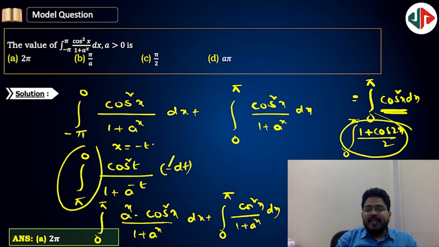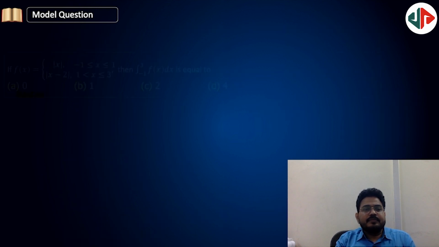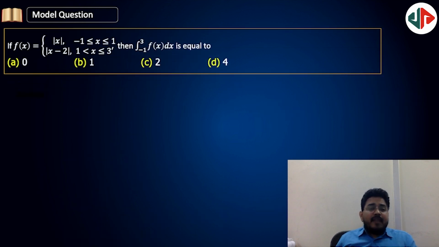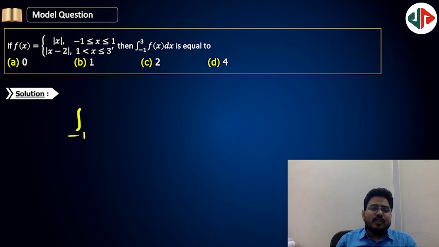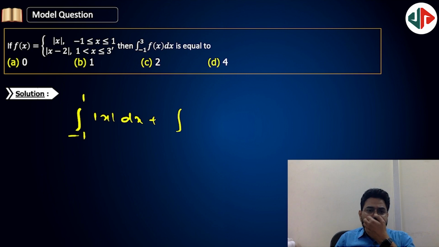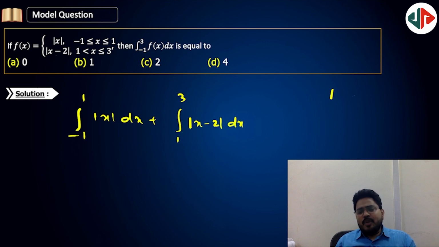Okay, next one is f of x is equal to mod x. So they are asking this value. So simply integral minus 1 to 1 mod x dx plus integral 1 to 3 modulus of x minus 2 dx. I am least bothered about particularly solving this modulus. So instead of this, I will go for the direct diagram.